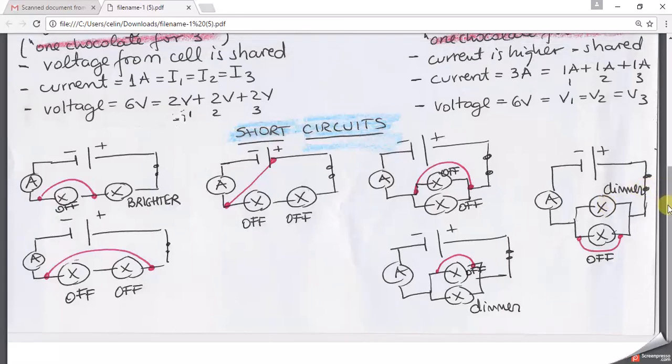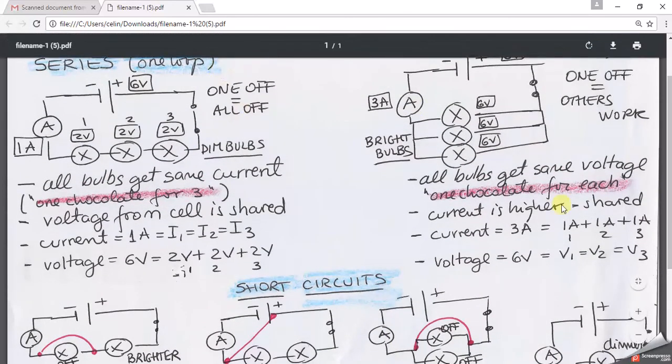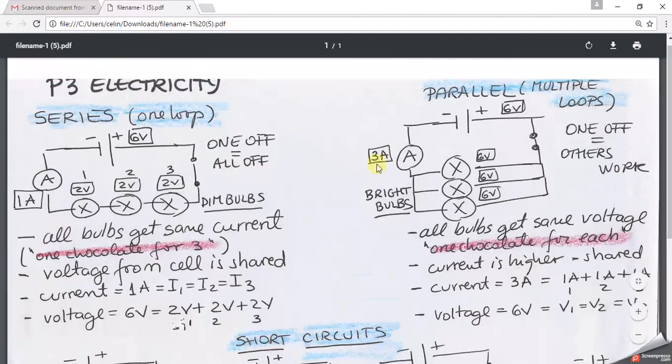So in conclusion, we discussed a little bit about short circuits here, and we've seen the difference between series, which is one loop, and parallel, multiple-loop circuits. In series, everyone gets the same current, but they share the voltage. In parallel, everyone gets the same voltage as the cell has, but they share the current.